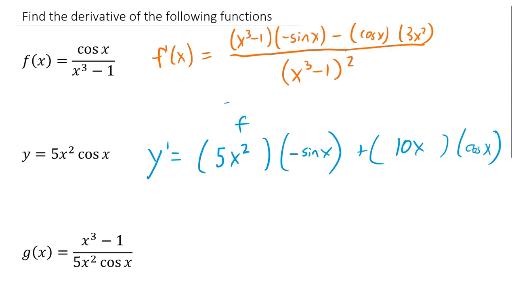This was f g prime plus f prime g. If we call f 5x squared and g cosine of x, and we ignore the fact that f and g have a totally different meaning at the top and bottom of this page, then that's my product rule.